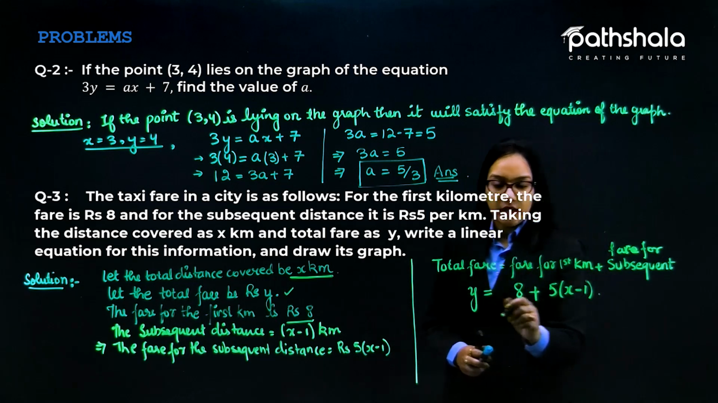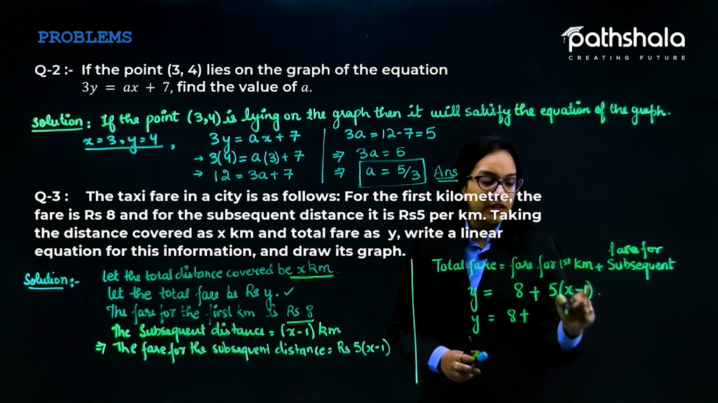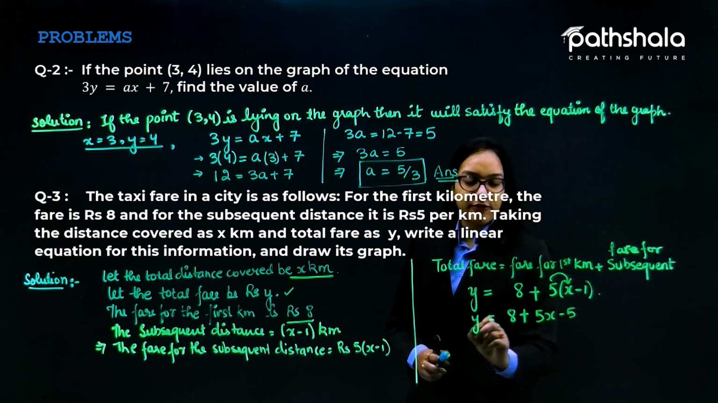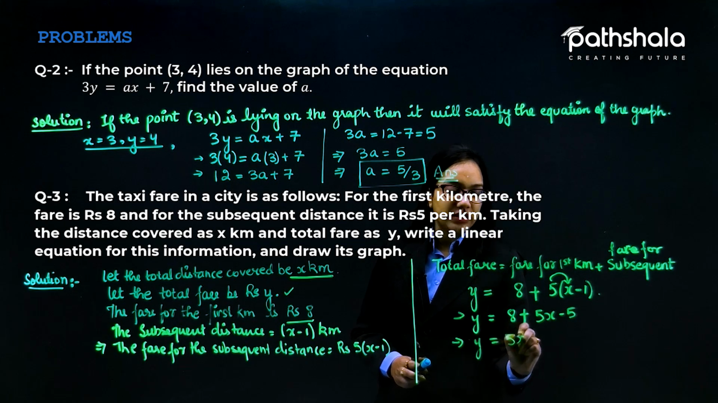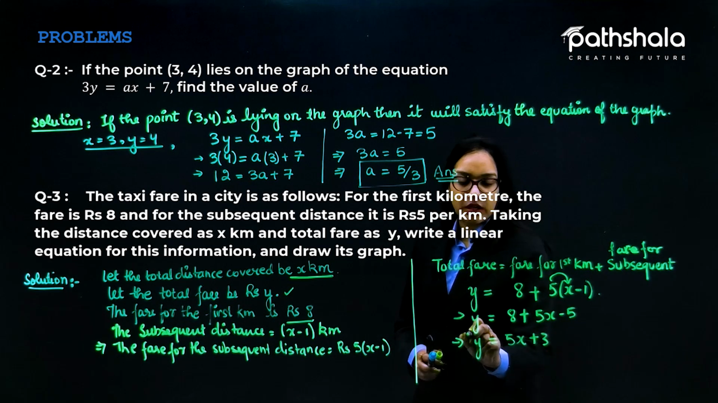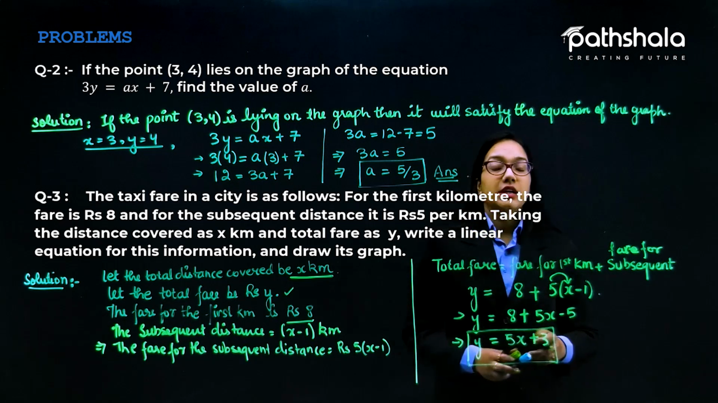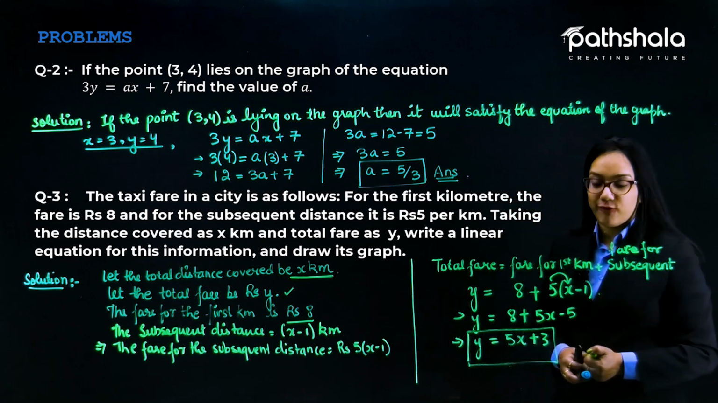So let's solve it. We have y equal to 8 plus 5 into x minus 1, which means we have to multiply 5 with x first and then 5 with 1. Then it becomes 5x minus 5, and further we can write this equation as y equal to 5x, 8 minus 5 is 3. So this equation is y equal to 5x plus 3. This is the linear equation for this particular information.